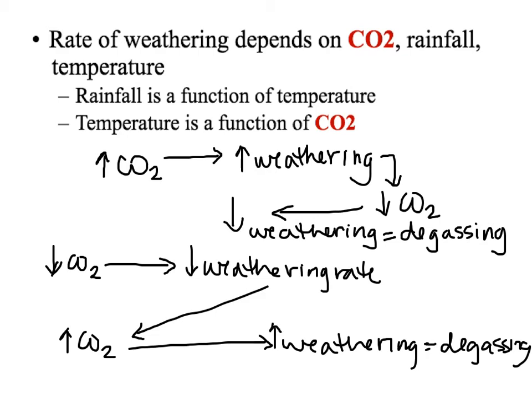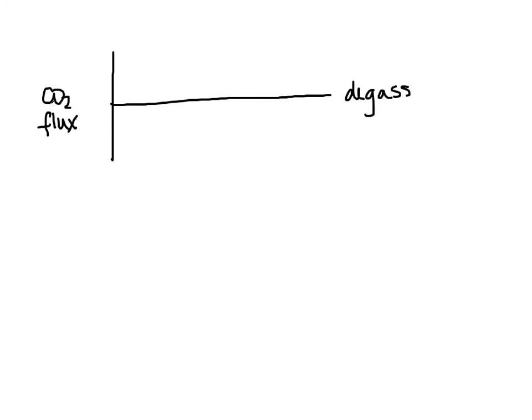Okay, so that's kind of one way of looking at it. Another way is to draw this sort of thermostat-like picture where we've got carbon flux on the y-axis. That's kind of messy. And we've got a flux rate that's set by degassing, so this is the degassing rate. Here, it's a flux rate, so it has one steady degassing rate. We're assuming it's not going to change over time.